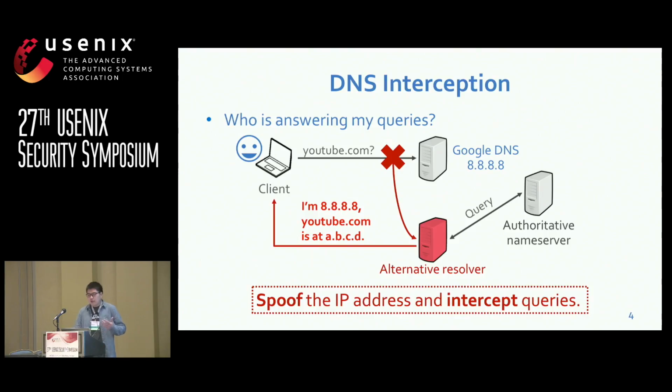So this is what we call hidden DNS interception. Requests are intercepted on the way, and IP spoofing is performed for make-believe.